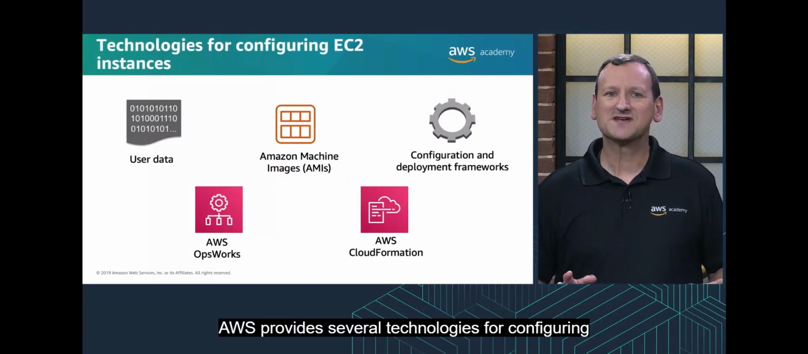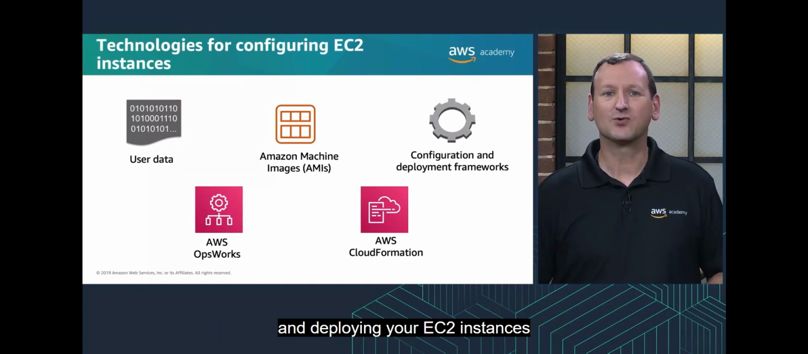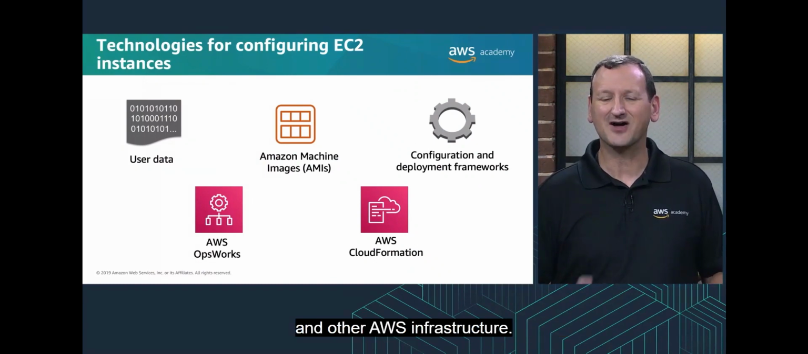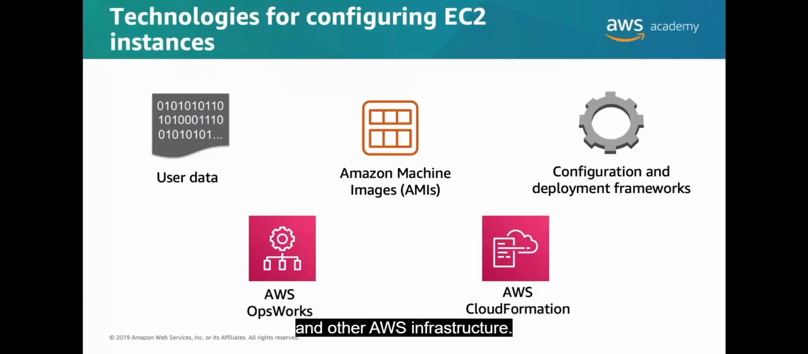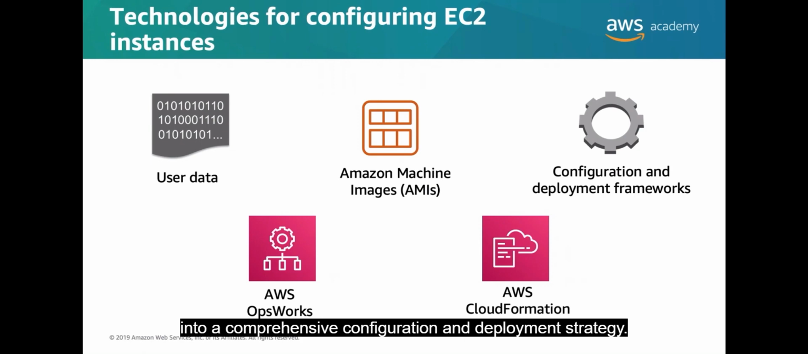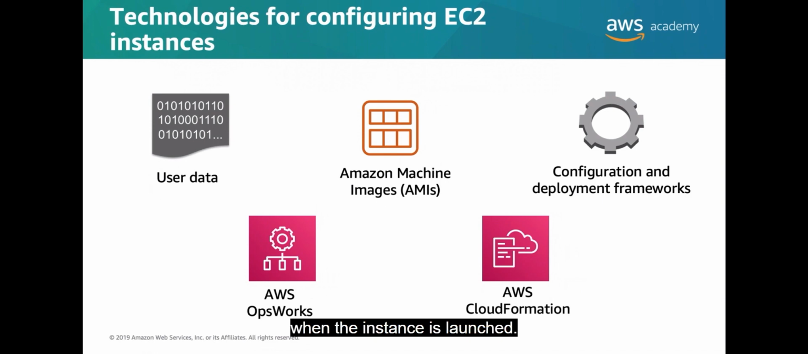AWS provides several technologies for configuring and deploying your EC2 instances and other AWS infrastructure. This module explores some of these technologies. You will also learn about combining these technologies into a comprehensive configuration and deployment strategy. Here are some of the most commonly used features and resources. For an EC2 instance, you can use the user data mechanism to run scripts when the instance is launched.